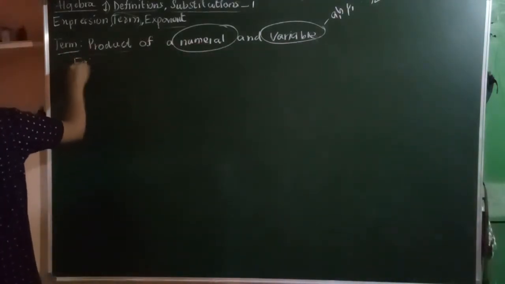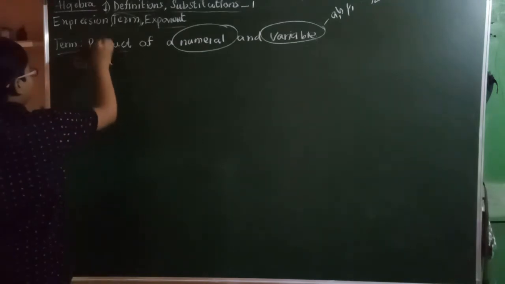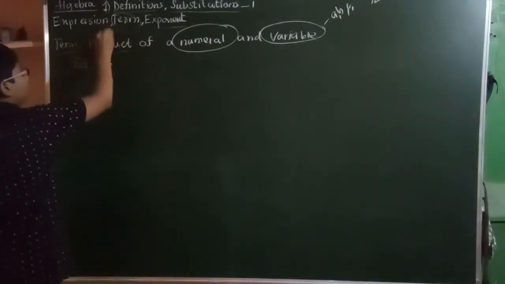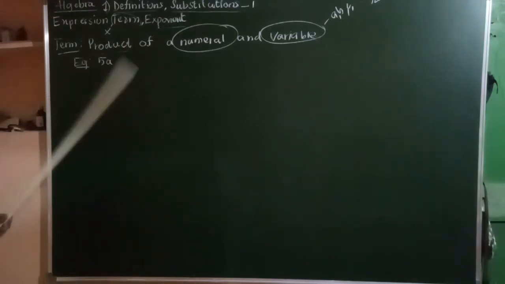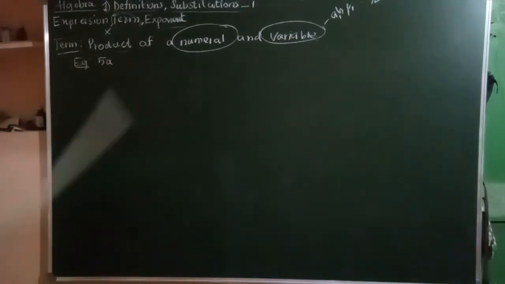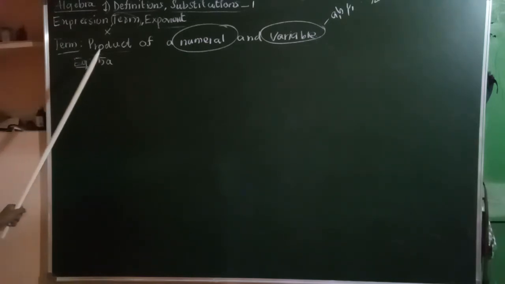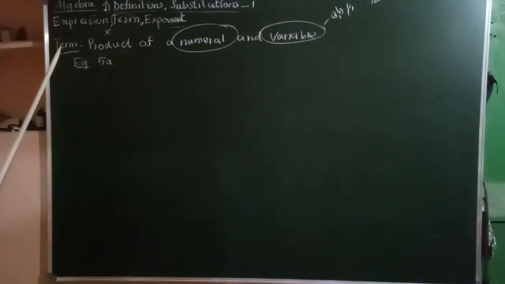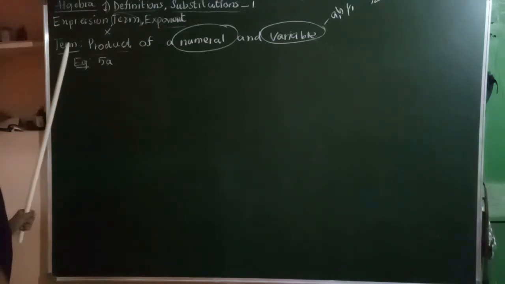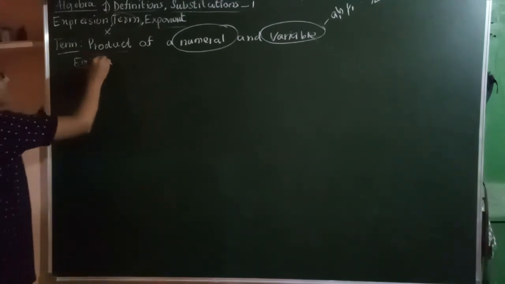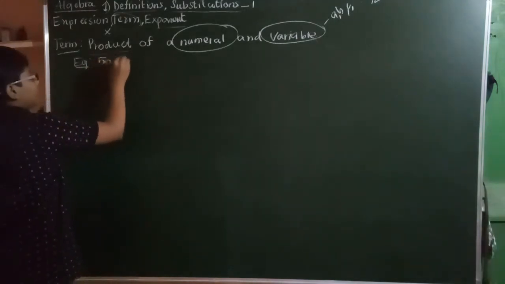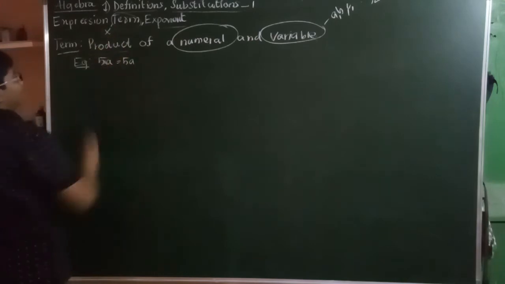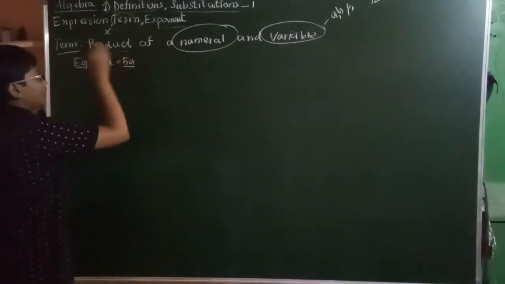Examples, let's see. 5a. You see product is nothing but when you multiply two things, then the answer we call as product. Now here there is no multiplication symbol. Why we call this as product? Yes, this is the main doubt in the first learners. Now for starters, in algebra the multiplication sign is not seen anywhere. Now 5 into a is equals to 5a. 5a in algebra. So we will be discussing like 5a only.